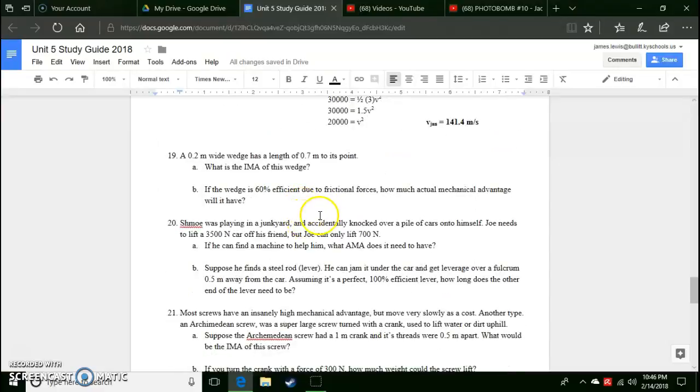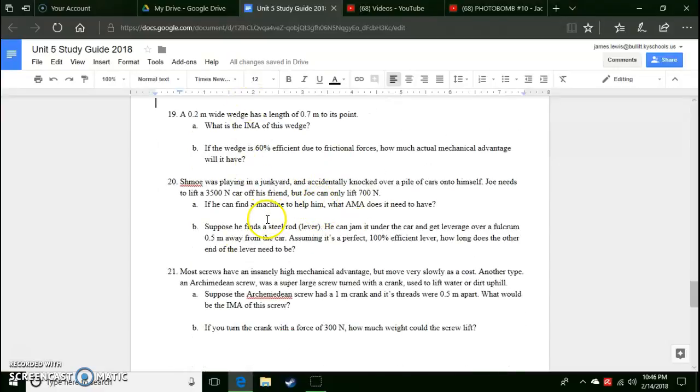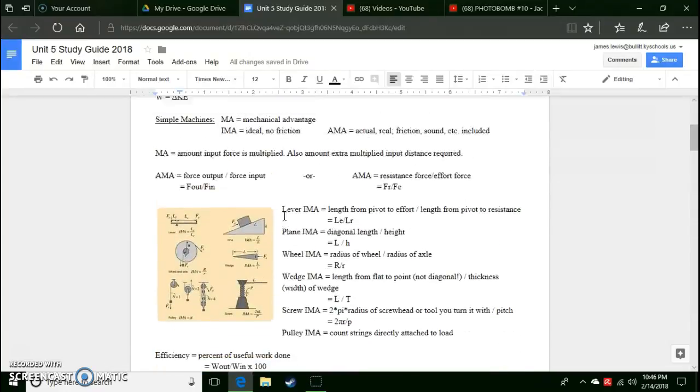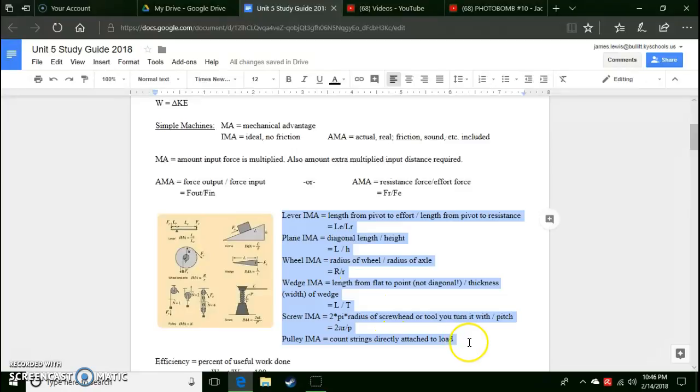All right, moving on. Now I'm on to all the simple machines, but I told you I would do all of them. I'm not going to be able to get them all in one video, so let's just see what we can do here. The wedge. First of all, make sure that you're checking that you have the correct mechanical advantage equation for the machine that you're looking at. The wedge one is right here. It's the length from the flat to the point, not the diagonal, divided by the thickness.